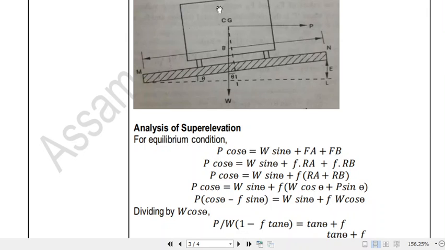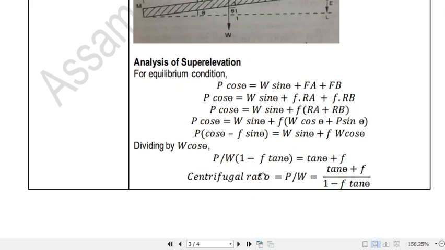Now if we consider the forces vertically, then Ra plus Rb is equal to W cos theta plus, here P sin theta is also acting along this line, that is P sin theta. So if we divide this whole thing by W cos theta, you will get P by W into (1 minus F tan theta) equal to tan theta plus F, or P by W equal to (tan theta plus F) divided by (1 minus F tan theta).